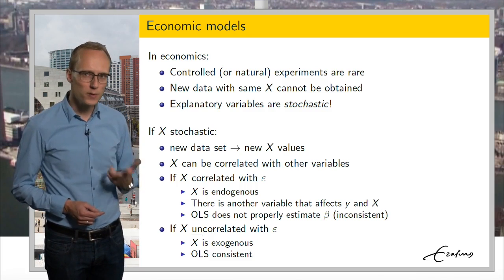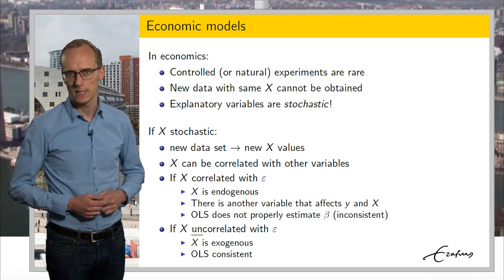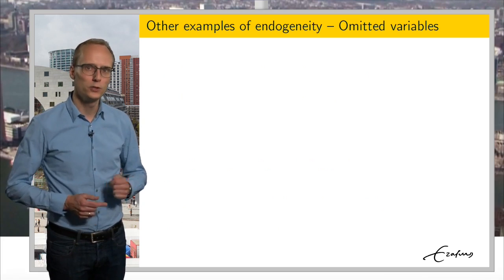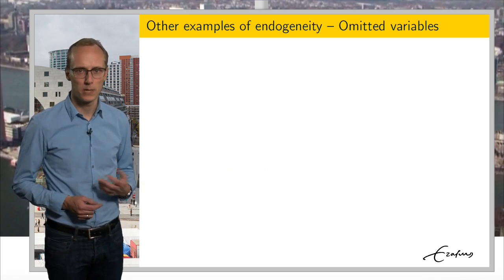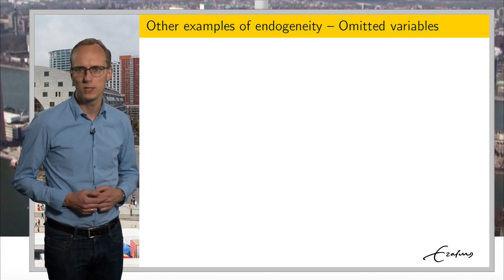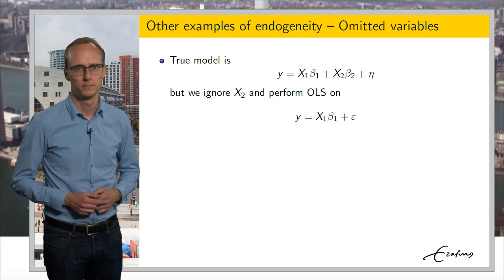Let us consider three possible sources of endogeneity in more detail. Endogeneity is often due to an omitted variable. In our example, the omitted variable was travel demand. Let's consider this situation formally.